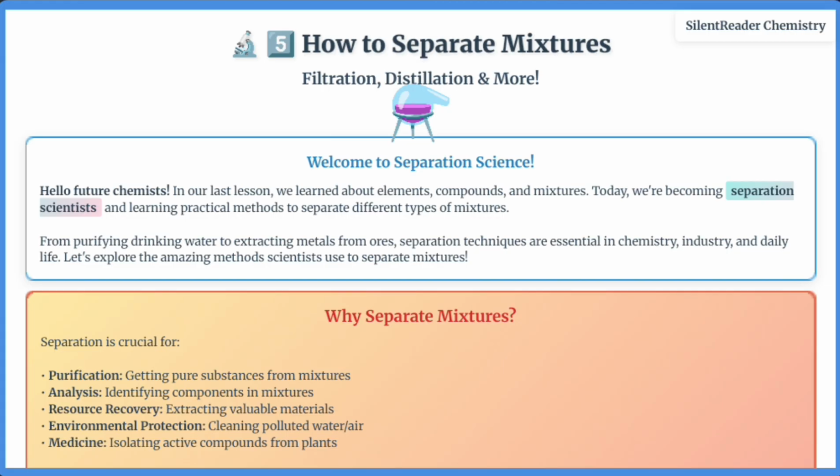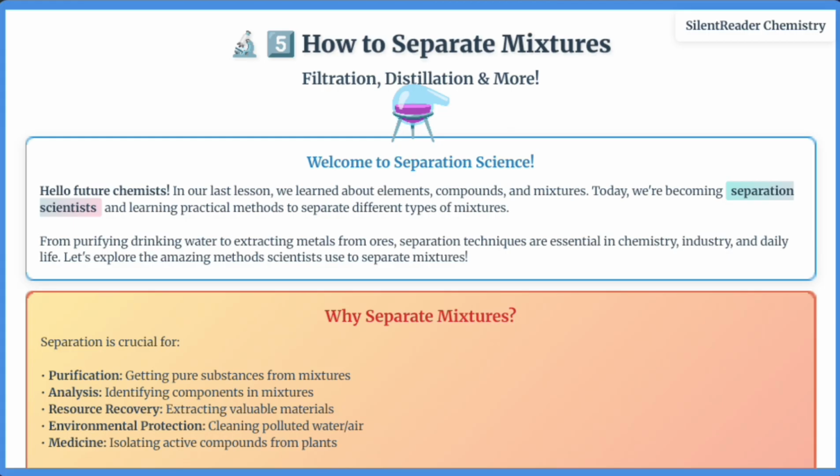From purifying drinking water to extracting metals from ores, separation techniques are essential in chemistry, industry, and daily life. Separation is crucial for purification, analysis, resource recovery, environmental protection, and medicine. The method chosen depends on the mixture type and properties of its components.